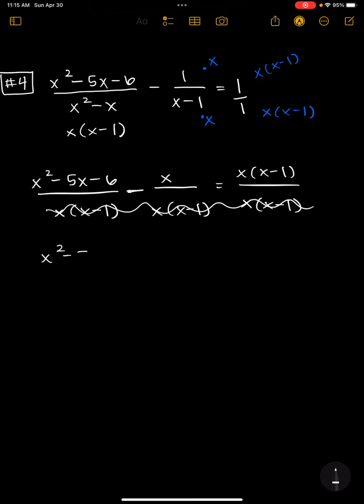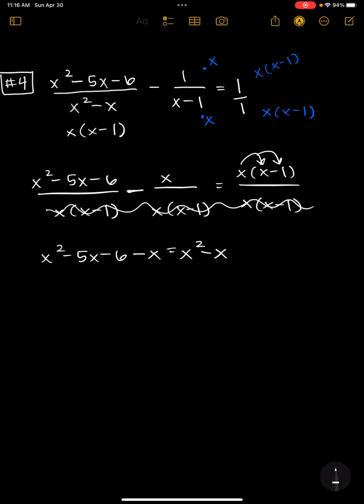So x squared minus 5x minus 6 minus x is equal to, now I'm going to FOIL it. I know it's kind of confusing that I go back from factoring to FOILing, but when we're solving equations like this, it's easier if you don't have any parentheses, so you'd get x squared minus x. All right, so now we want to solve this.